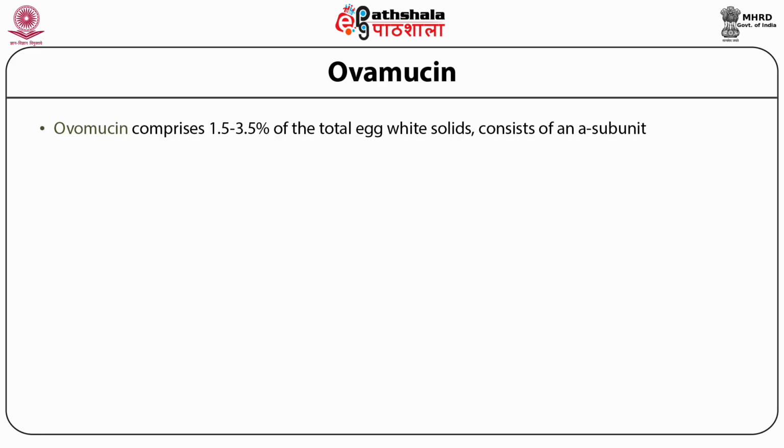Ovomucin comprises 1.5 to 3.5% of the total egg white solids, consisting of an alpha subunit of 220 kDa containing 10 to 15% carbohydrate and a beta subunit of 400 kDa containing 50 to 65% carbohydrate, which are bound by disulfide bonds. The beta subunit from ovomucin was shown to have a cytotoxic effect on cultured tumor cells through scanning electron microscopy.